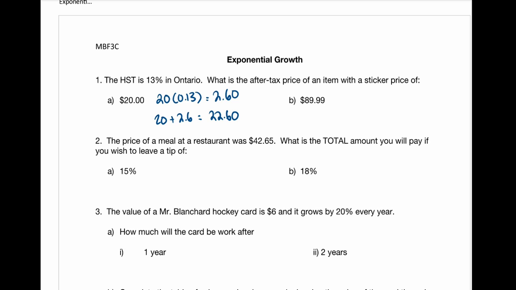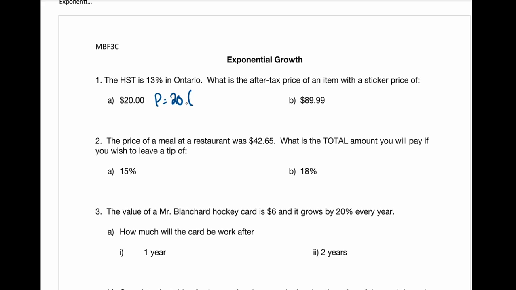However, there is a shorter way that we can do this. Because I am multiplying the $20 times 13%, I want to figure out, is there a way I can multiply it where I'm also including the original value? And the way we can do that is by thinking of the after-tax price as 113% of my value. It's going to be 100%, which is the original or starting value, and 13%, which is the tax added on.